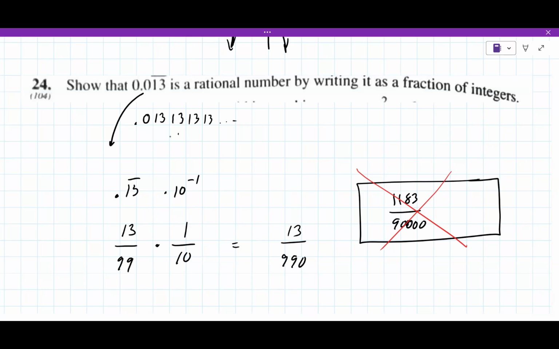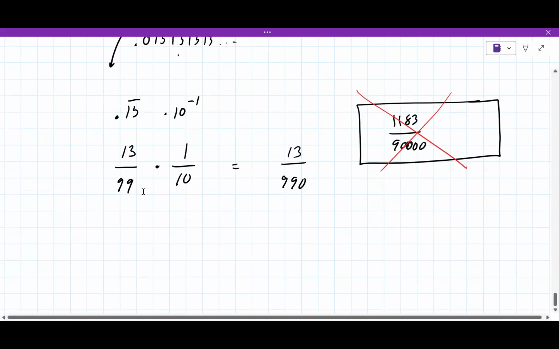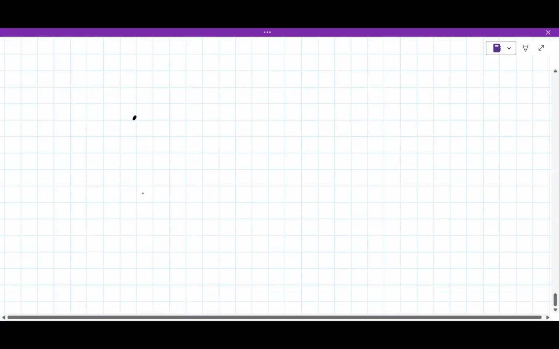Go ahead and try that in a calculator. See if that gives you what you want. Yes, it does. Let me have you try another one here, because I think that was all that great. Let's go 0.00278 repeating.